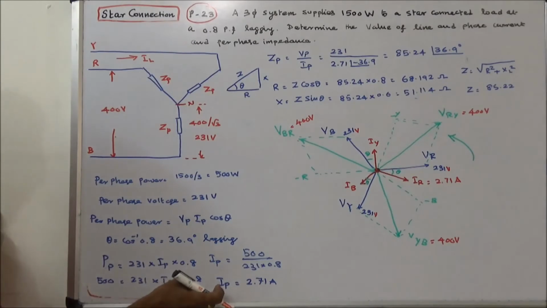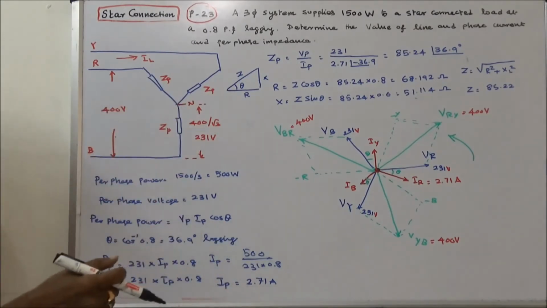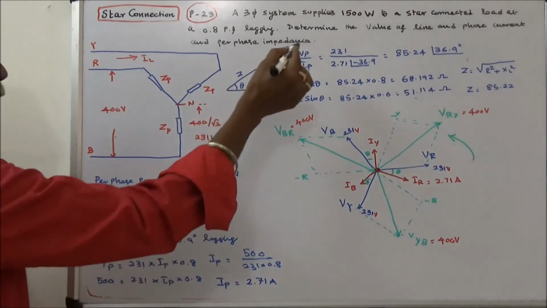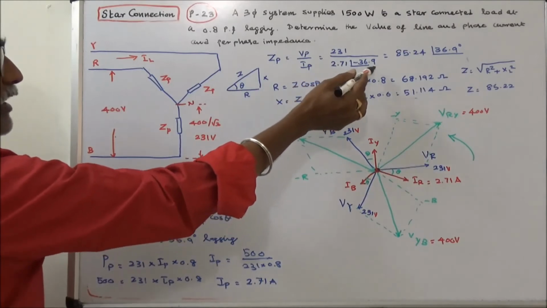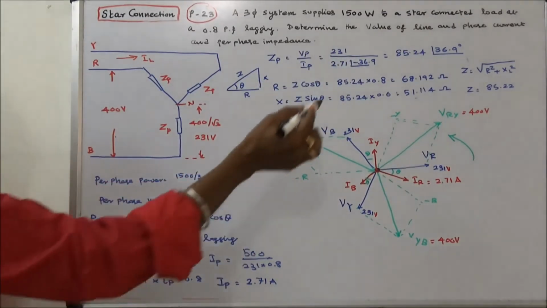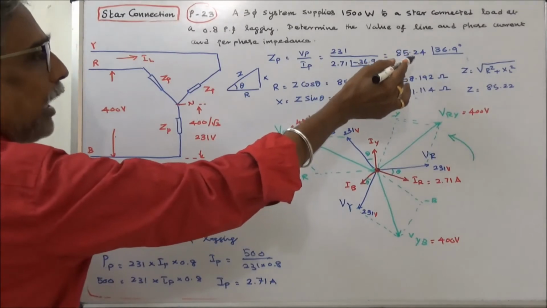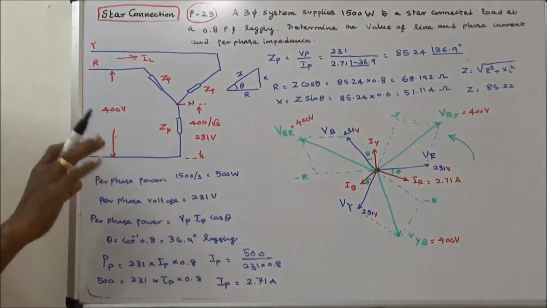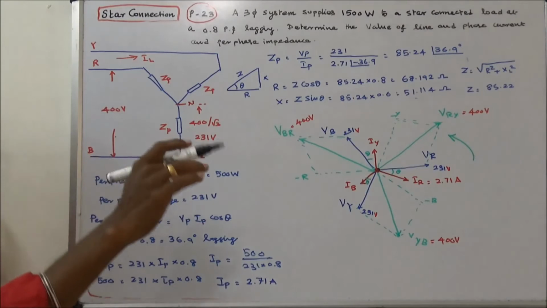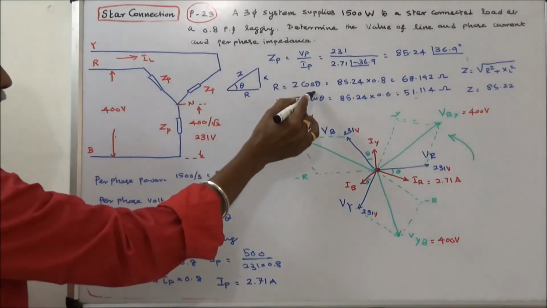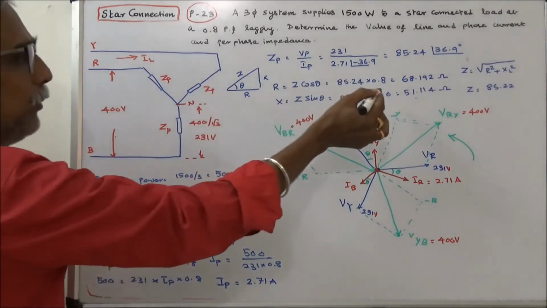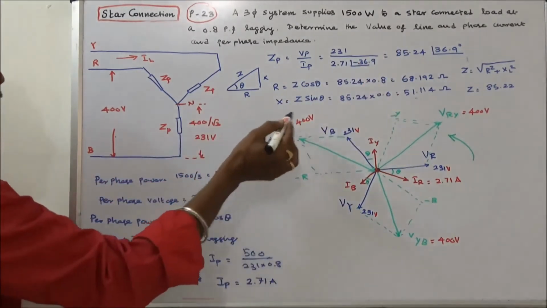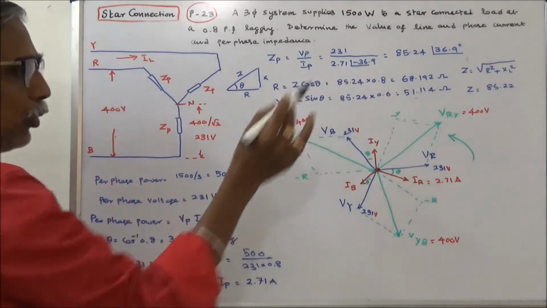Next I have to calculate the impedance. In three phase star, line current is equal to phase current, line voltage is equal to root 3 times phase voltage. Impedance is equal to per phase voltage by per phase current, 231 by 2.71 angle minus 36.9. That is equal to 85.244 angle 36.9 degrees. That is the impedance. Now I can calculate resistance. R is equal to Z into cos theta, X is equal to Z into sin theta. R is equal to 68.192 ohms, X is equal to 51.114 ohms.